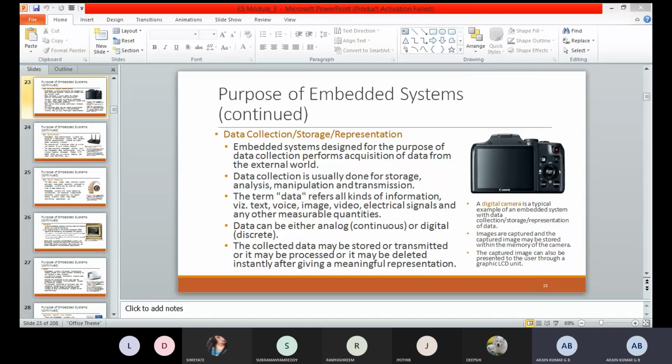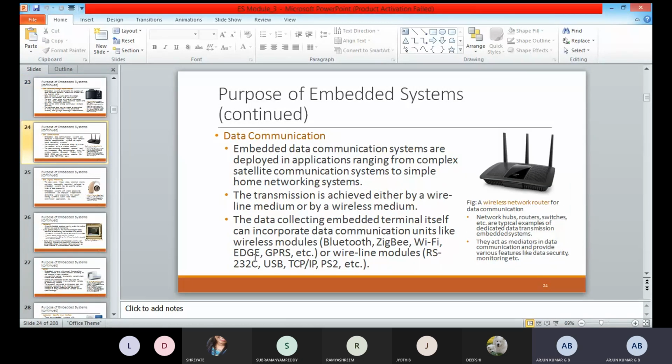And the second purpose is data communication. The example given here is wireless network routers for data communication. Network hubs, routers, switches, etc. are typical examples of dedicated data transmission embedded systems. They act as mediators in data communication and provide various features like data security, monitoring, etc. There is a good example.